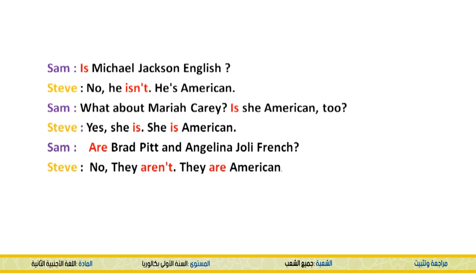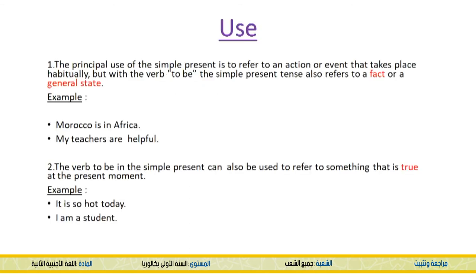As you can see here, we have the use of the verb to be in all its forms: singular, plural, negative, and interrogative. The use of the present simple of to be.